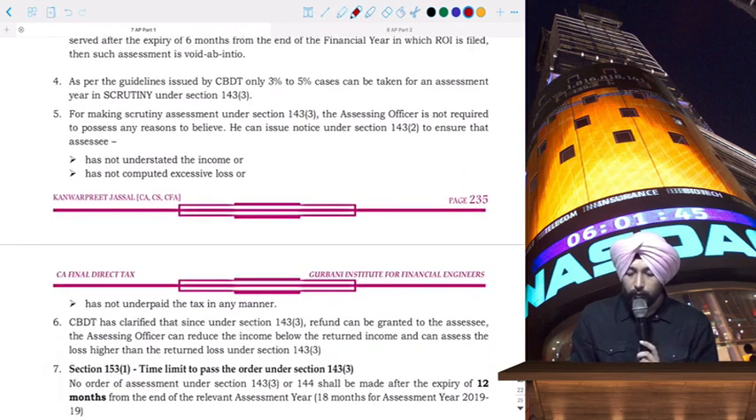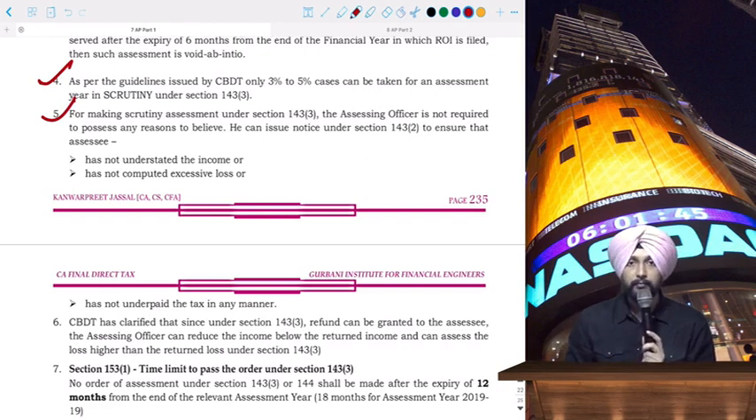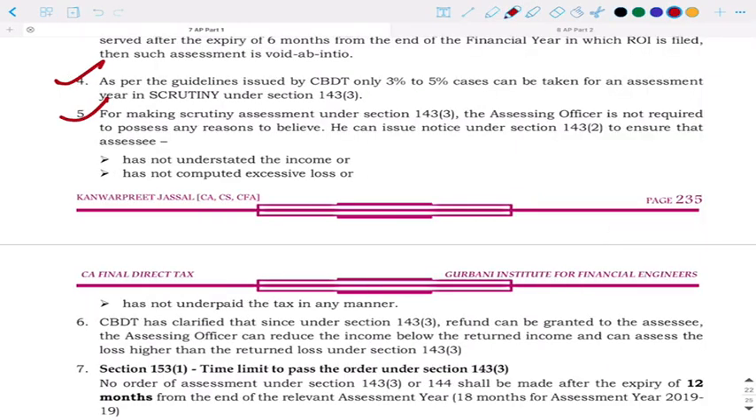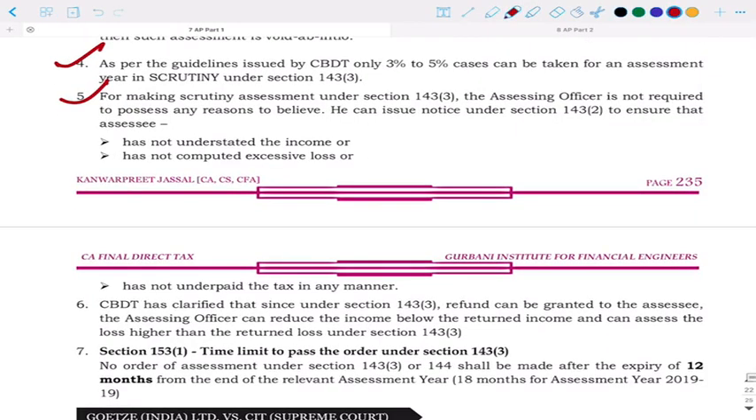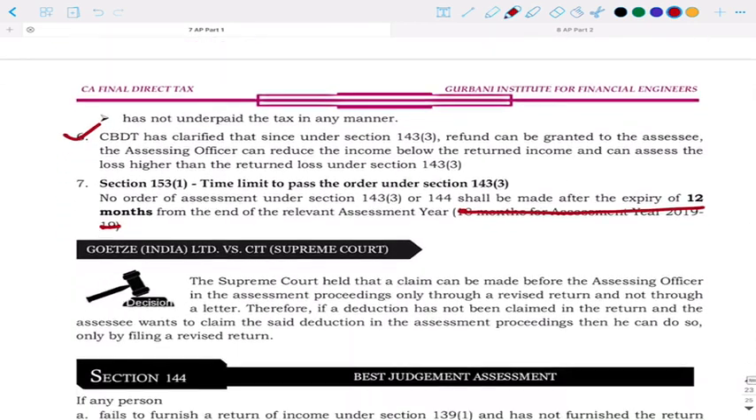Okay, so what are the reasons why a case will be picked up? Point number 4 and 5, you can just read it. I've already discussed with you. Just read it, please. I have already discussed. Point number 6 also you can read, sir. I have discussed.